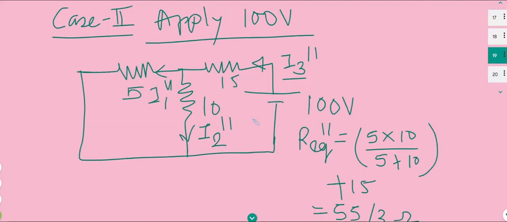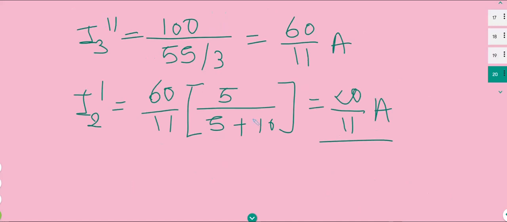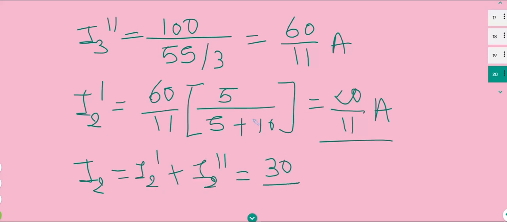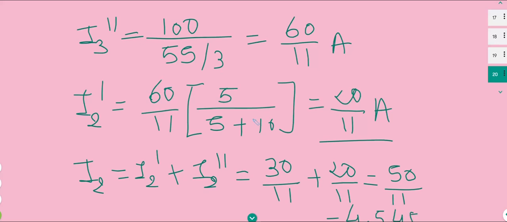And both currents are in the same direction. So final current I2, that will be I2 dash plus I2 double dash, that means 30 by 11 plus 20 by 11. So this is 50 by 11 ampere. So answer is 4.545 ampere.